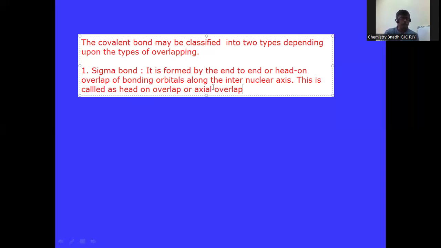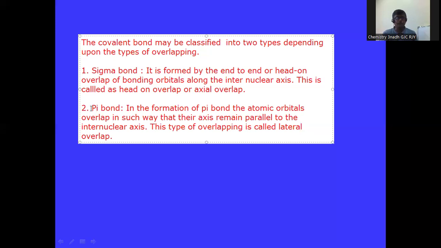This can be formed by either s-s overlapping, p-p overlapping, or s-p overlapping. Simply, a sigma bond is formed by the overlapping of atomic orbitals along the internuclear axis. The second type of covalent bond is the pi bond. In the formation of a pi bond, the atomic orbitals overlap in such a way that their axes remain parallel to the internuclear axis. This type of overlapping is called lateral overlapping.